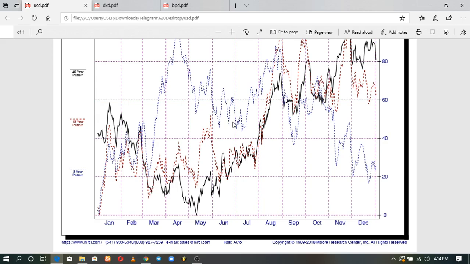The 10-year treasury note simply does the opposite of the DXY. The 10-year treasury note is simply inverted to yield. Yield and interest rates align the same way.